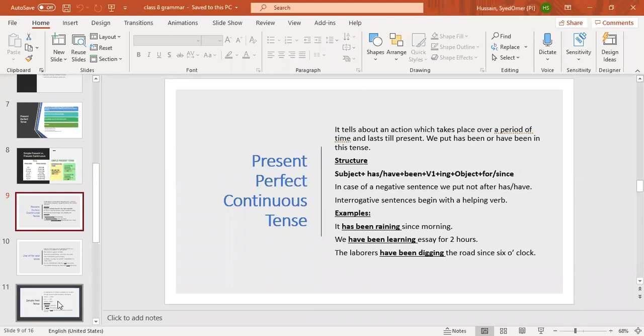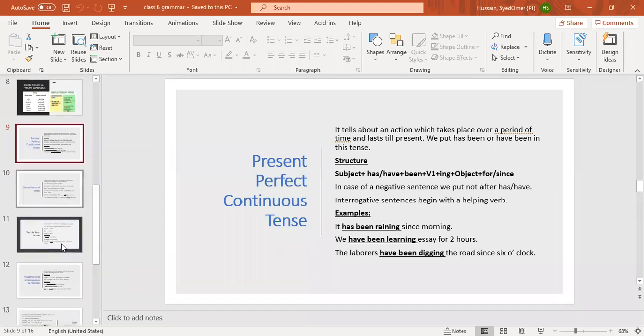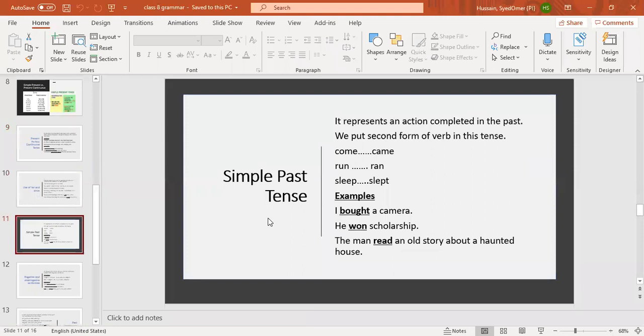Now, we have to do one more exercise. And past continuous, you know this thing. In past continuous, what do we write? We use helping verb was and were, and present participle, ing with the first form of verb. Okay.